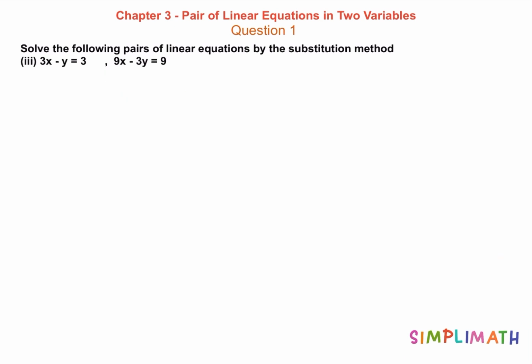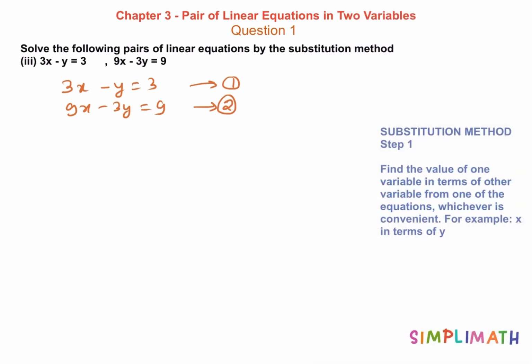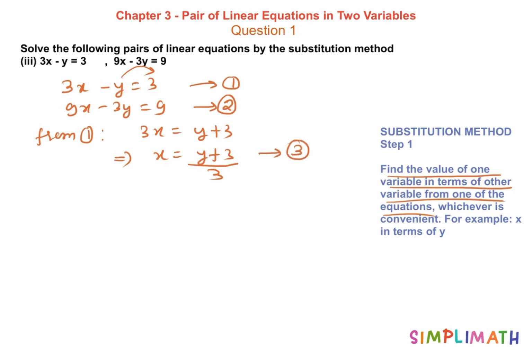Now in the third part, the given pair of linear equations are 3x minus y equals 3 and 9x minus 3y equals 9. Let these be equation 1 and equation 2. Now step 1 of the substitution method says to find the value of one variable in terms of another variable from any one of the equations. Now from equation 1 we can say that 3x equals, let's take this over RHS, y plus 3, so x equals y plus 3 by 3. Let this be equation number 3.